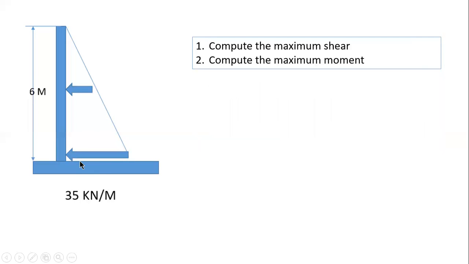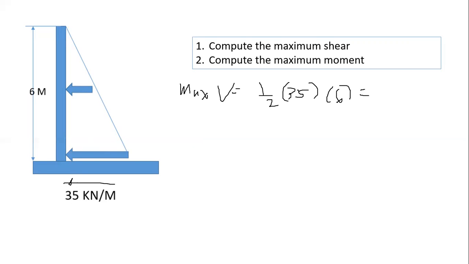Ito, madali lang nito. Number 1, maximum shear. Asan yan? Maximum shear dito. It's just the area of the triangle. It's just 1/2 times 35 kilonewton over meter times 6. So that becomes kilonewton. So, ang sagot niyan? Check.